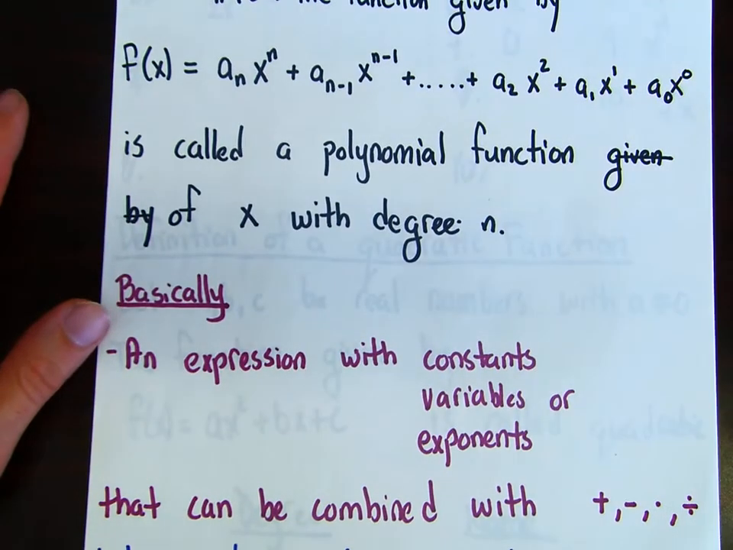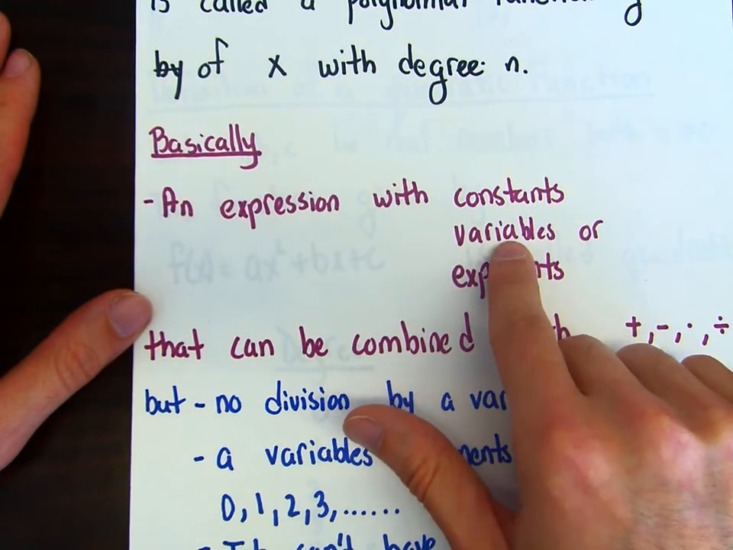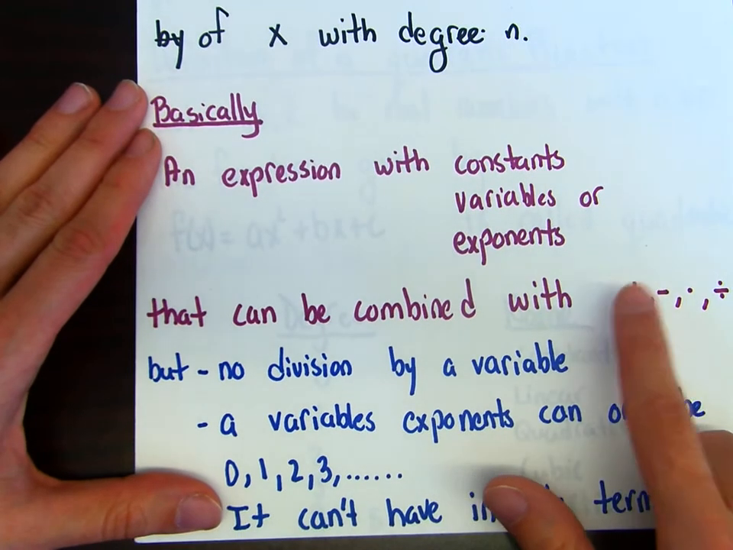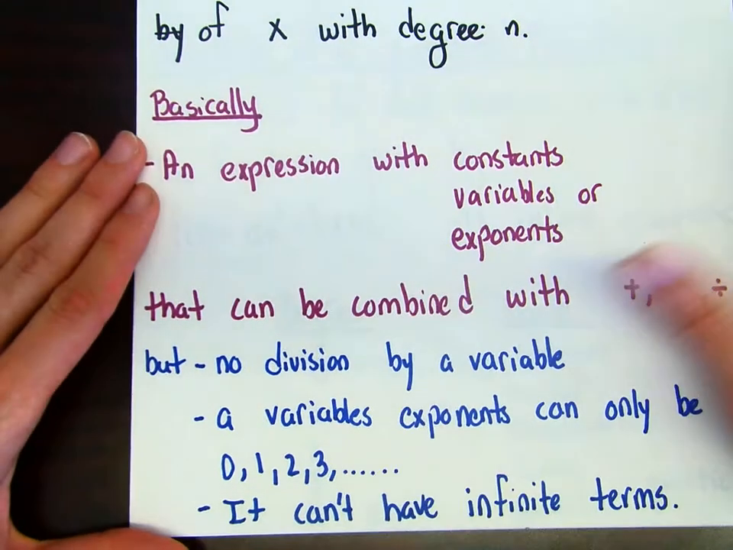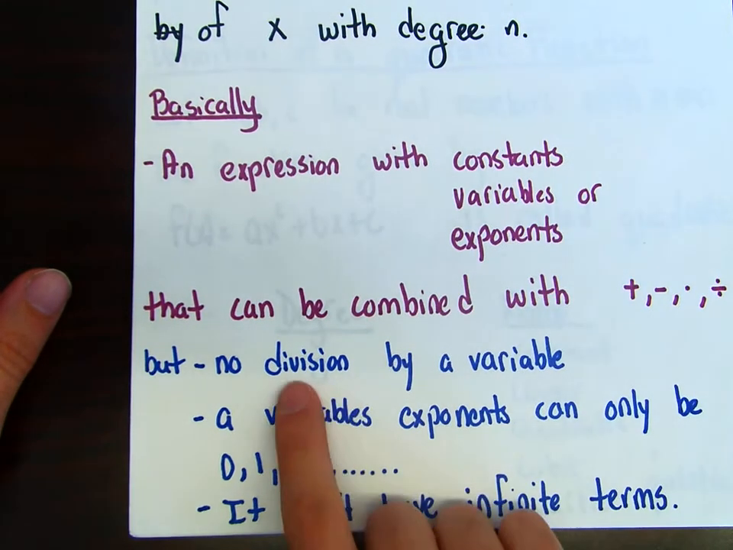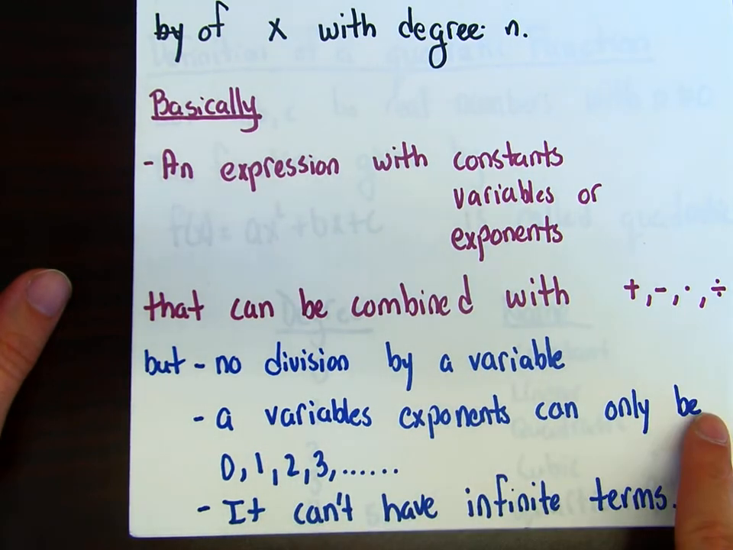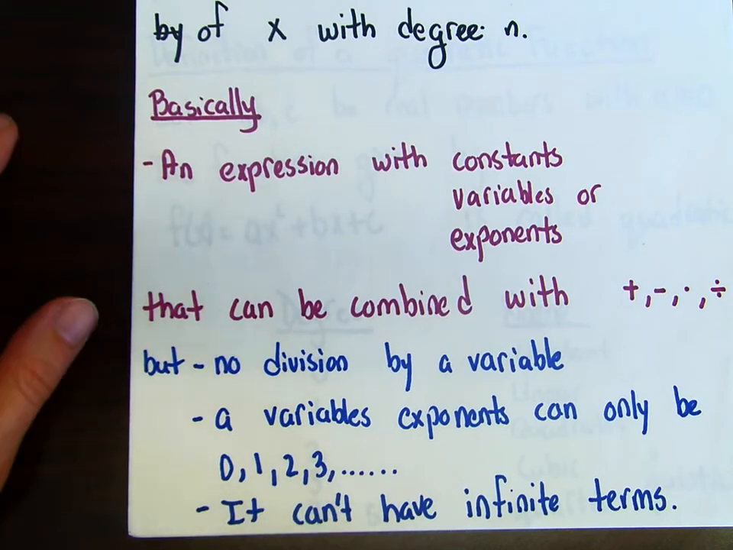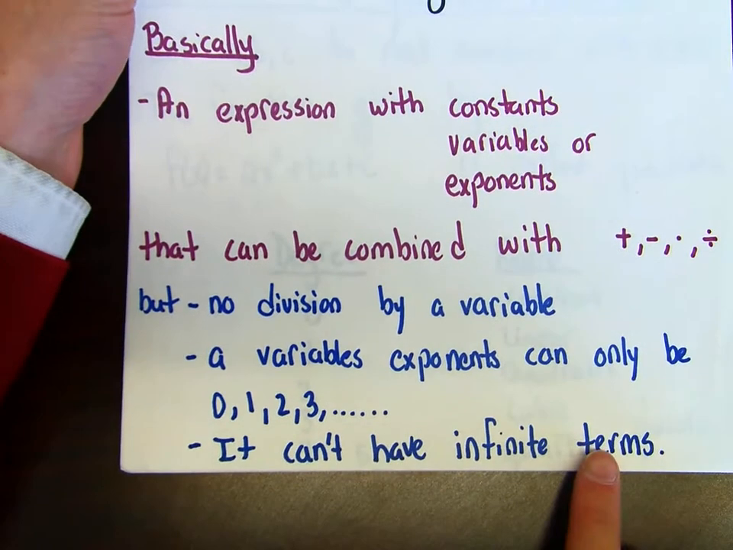When we think of a polynomial, you just have to think it's an expression with constants, variables, and/or exponents that can be combined using plus, minus, multiplication, and division. What you're not allowed to have in a polynomial: you're not allowed to divide by a variable. A variable's exponents can only be whole numbers, so you could have 0, 1, 2, 3. We won't have any negative exponents for the variable. And you can't have an infinite amount of terms.